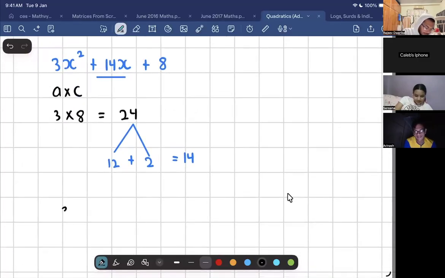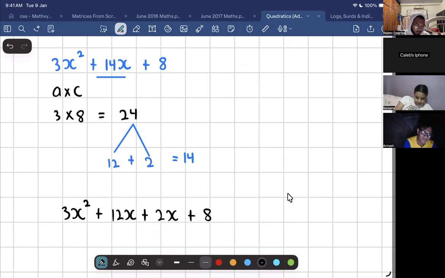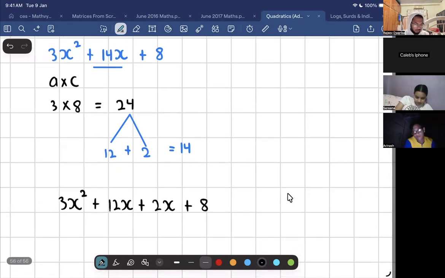Yes, sir. This is what we're gonna do. We're gonna take the middle term and we're gonna split it. So instead of writing 14, I'm going to write 12 plus 2. So I'm gonna say plus 12x plus 2x plus 8. You with me or no?